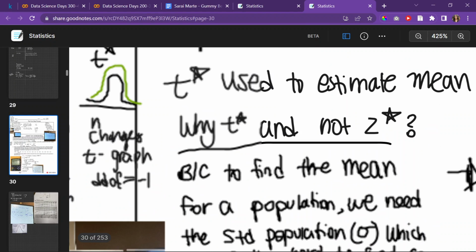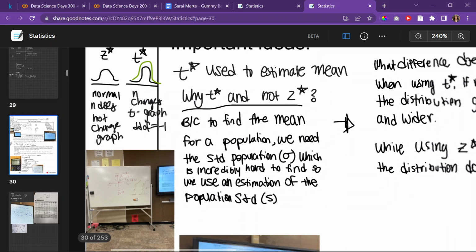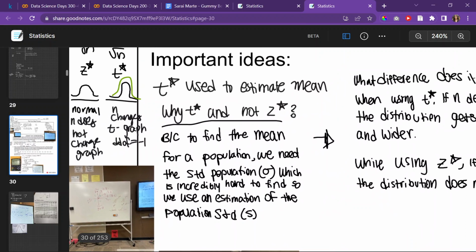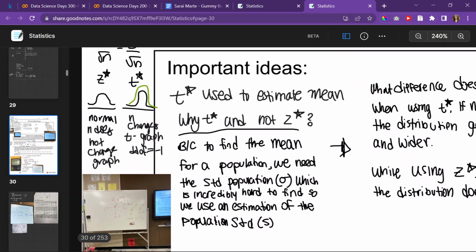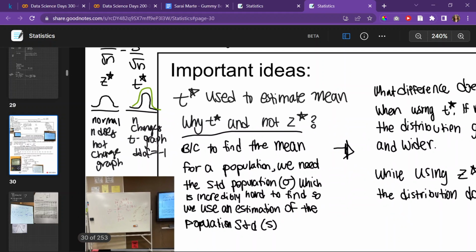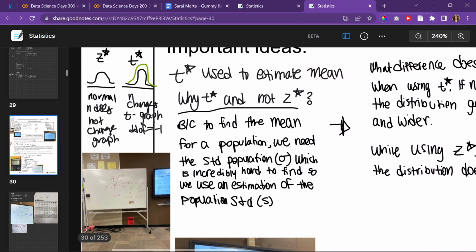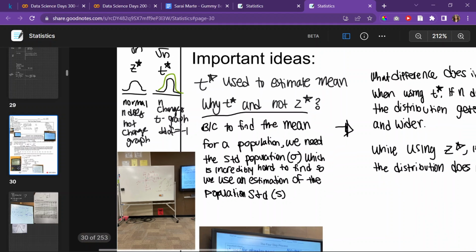Okay, so here's the reason we use T. A t-test is when we use T-star. T-star basically is used to estimate the mean. Why T-star and not Z-star? Because to find the mean for a population, we need the population standard deviation, which is incredibly hard to find. So we use an estimation of the population standard deviation. Okay, hopefully that makes sense.